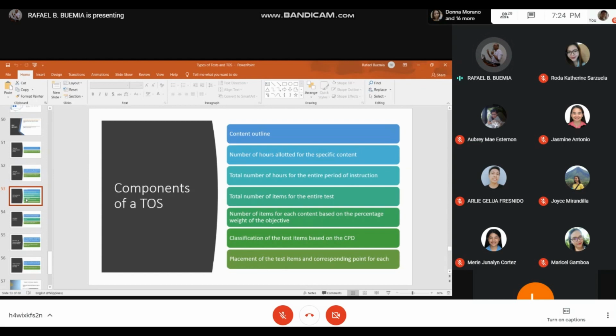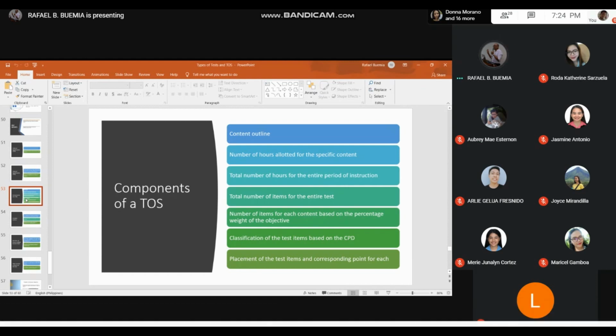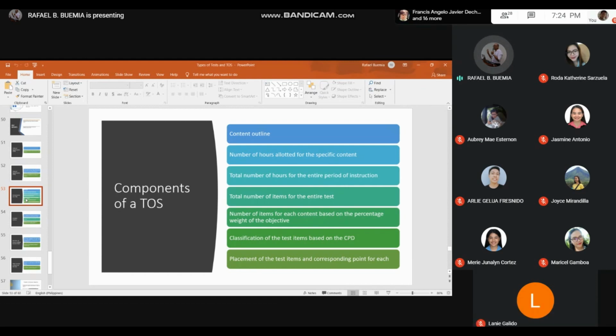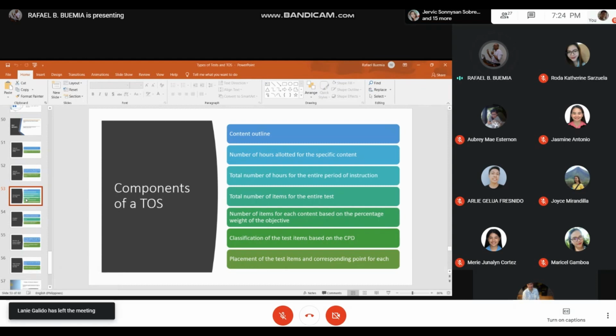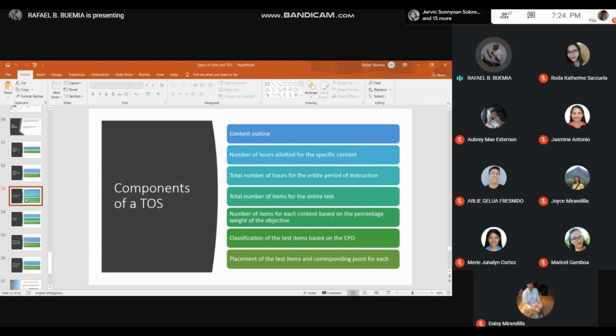You are professional teachers. Eventually, you can decide on your own. Okay? Except for those that are really standard. Because in private schools, there is already a standard that their quarterly exam is 50 items. Okay? Fine, good. You have no problem there because that is what you will put. That is the total number of items in the entire test.